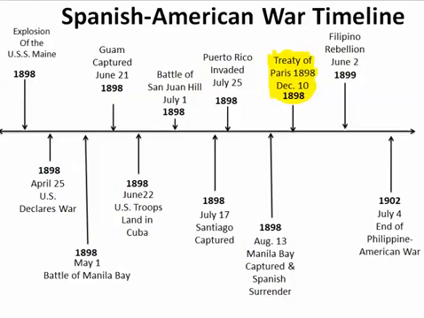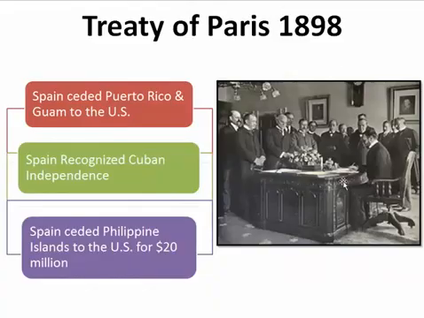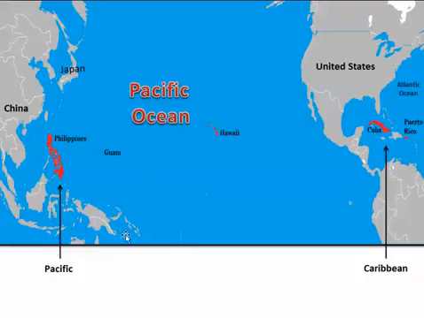Okay, so let's see. The Treaty of Paris is going to be signed in 1898, bringing the end of the Spanish-American War. And in that treaty, Spain cedes Puerto Rico and Guam to the United States. So Puerto Rico and Guam become territories of the United States. So let's look. There's Puerto Rico, that little red dot there. And here's Guam, this little island over here in the Pacific.